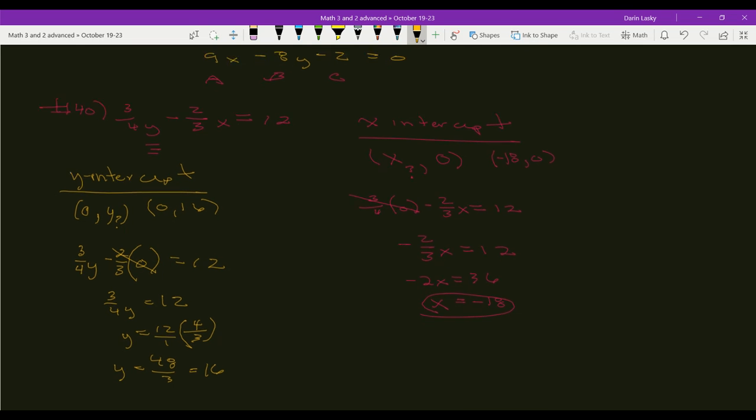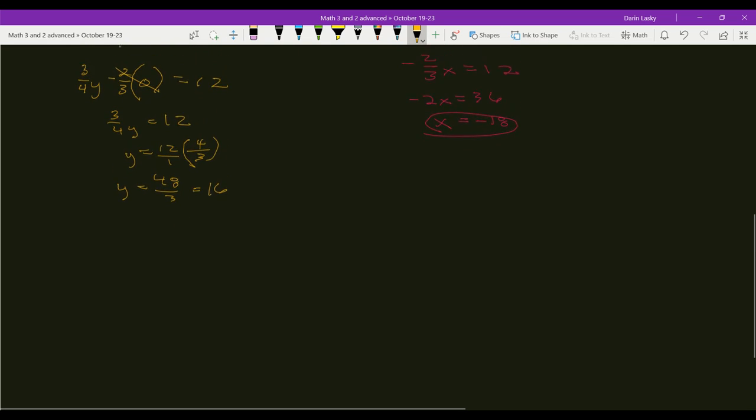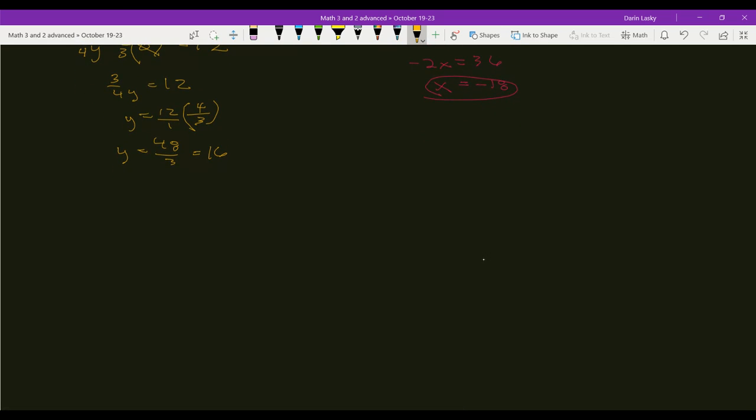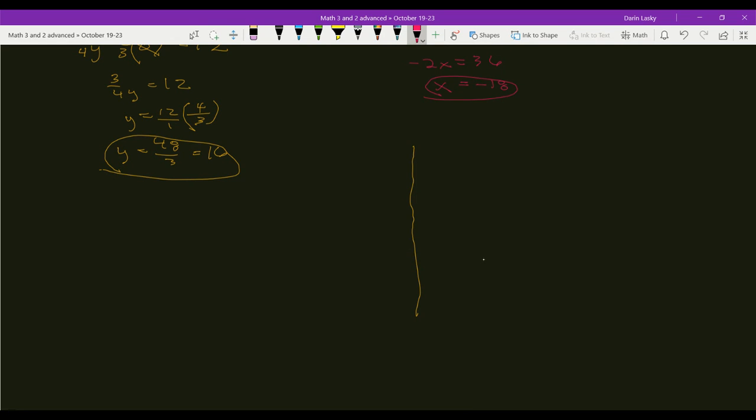So we have these 2 points. We have 16 here. And we have negative 18. So this is where I'm not very good. I got to be able to draw this. Okay, so we've got that one. Then we have our other color, which was pink. And we've got that one, and that one goes straight across like that. See, those are so much easier to draw.